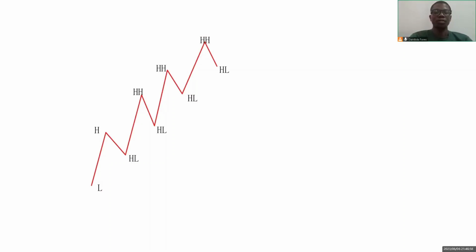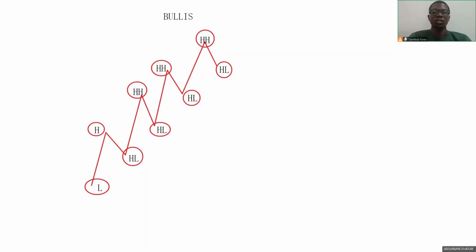So like we said, this is a higher high because it is higher than the previous high, and this is a higher low because it is higher than the previous low. Same thing right here, it's a higher high because it's higher than the previous. This is a higher low because it's higher than this. This is still a higher low because it's higher than this. So this is a bullish chart structure. Let's write that out right here. This is a bullish chart structure. Like we said, it's a combination of higher highs and higher lows.